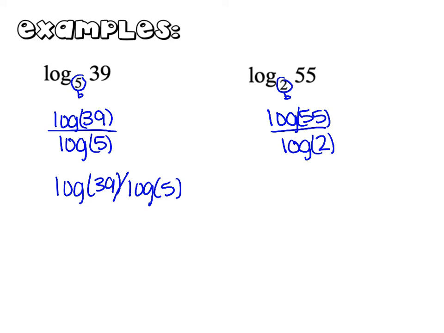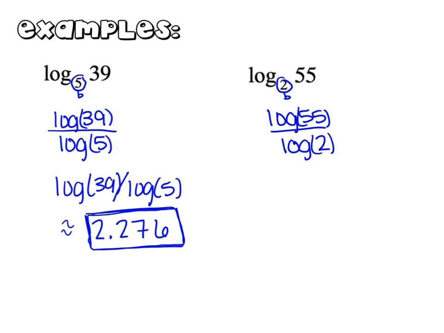So when you type the first one in your calculator, we should get about 2.276, and we want to round these to the nearest thousandth or 3 decimal places. Okay. So making sure that you figure out how to type it into whatever calculator you're using so that that's what you get for an answer. And the second one, when typed in our calculator, should give us about 5.781.